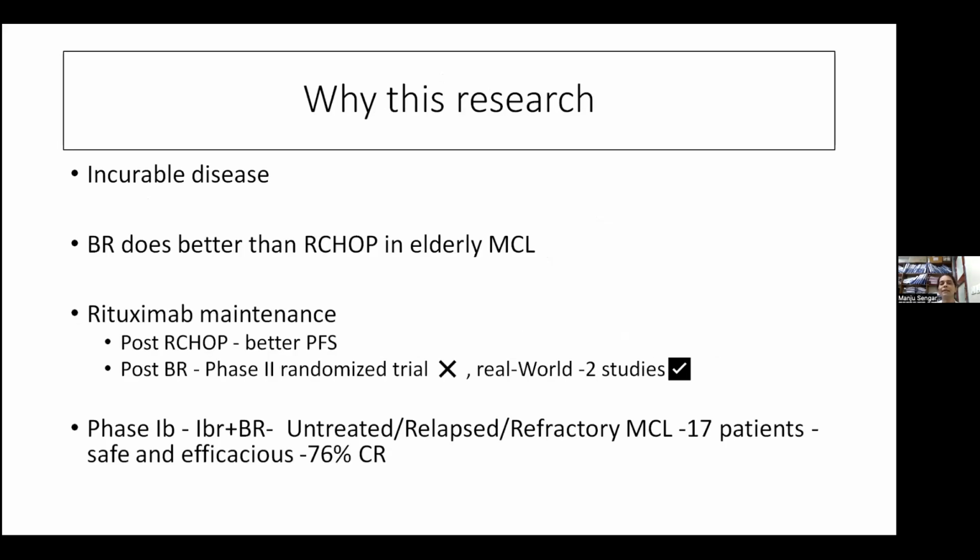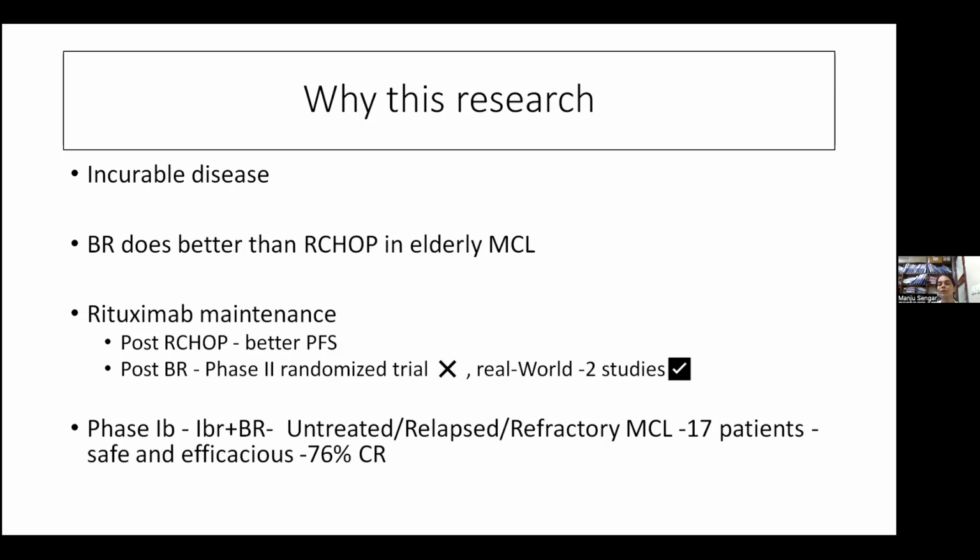So the authors start by saying that mantle cell lymphoma is an incurable disease. BR, that is bendamustine rituximab, is preferred given that it has a better efficacy and safety in elderly mantle cell lymphoma. They go on to say that rituximab maintenance helps because with R-CHOP induction chemotherapy, rituximab maintenance improved the progression-free survival. However, with bendamustine rituximab, there are 2 real-world studies which favored rituximab maintenance, but the phase 2 randomized trial did not support the use of rituximab maintenance after BR.